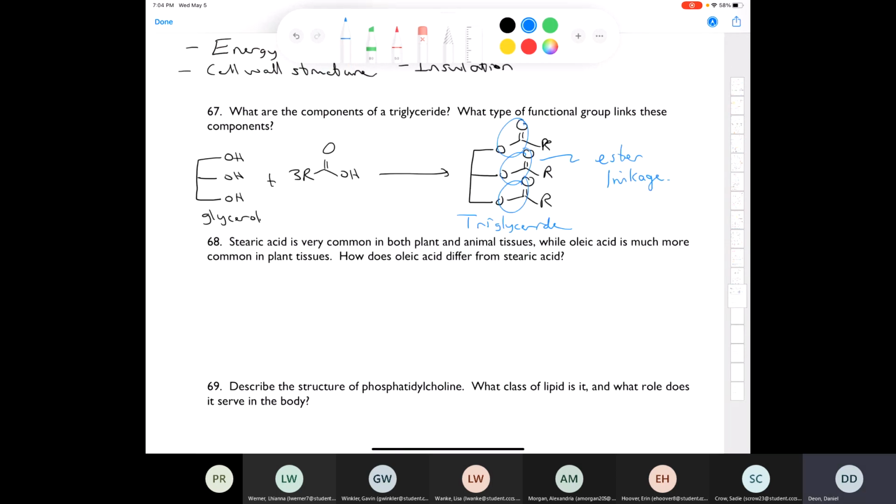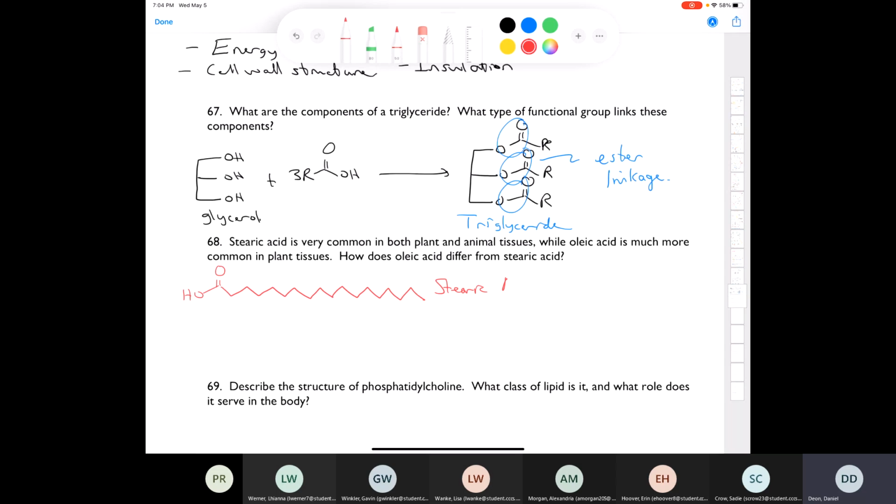Stearic acid is very common in both plant and animal tissues, while oleic acid is much more common in plant tissues. How does oleic acid differ from stearic acid? Now, if you look at my solutions that I posted to Brightspace D2L, I have the whole structures here. So stearic acid has a total of 18 carbons. 1, 2, 3, 4, 5, 6, 7, 8, 9, 10, 11, 12, 13, 14, 15, 16, 17, 18.